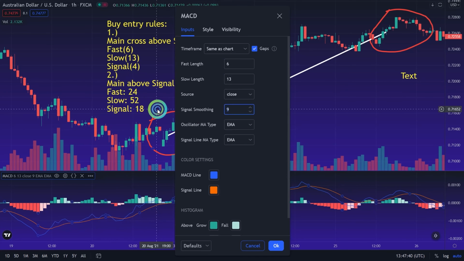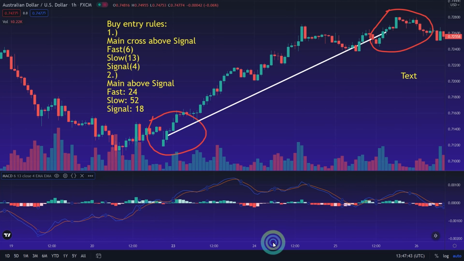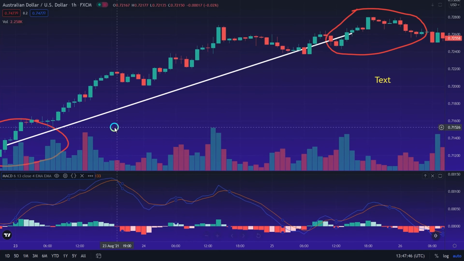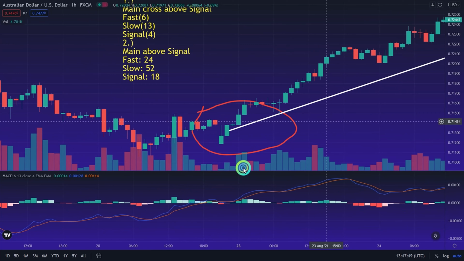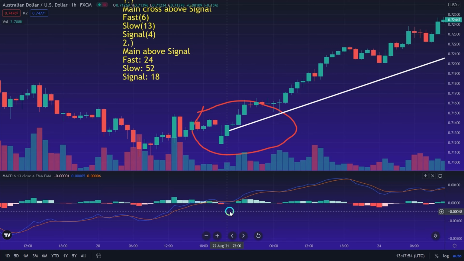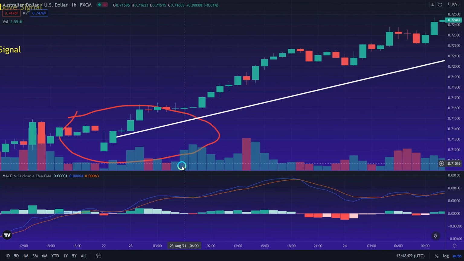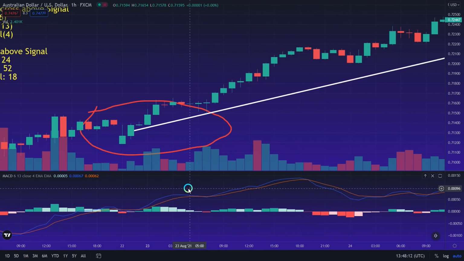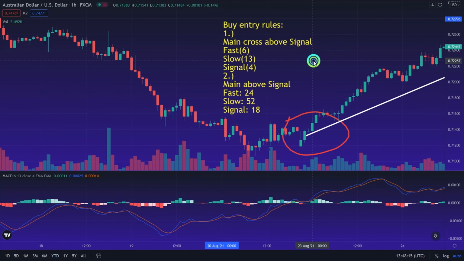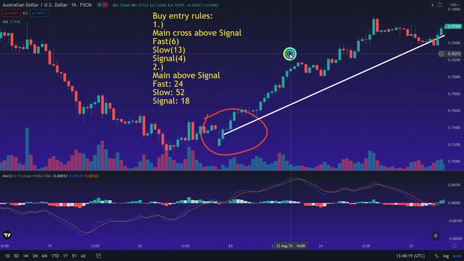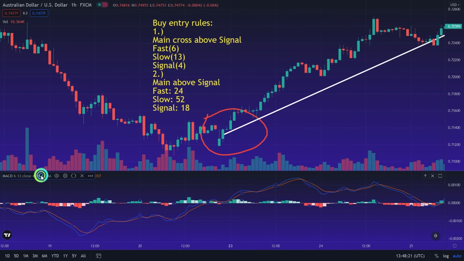I guess you already did that, so I will try to do it fast. And if you take a look at it closer, I'm showing you that here our main line crossed above our signal line. So here we checked our first condition, so that's good. Okay, let's see our second condition, because that is just as important, and you can't actually trade with a strategy if you don't follow all the rules.